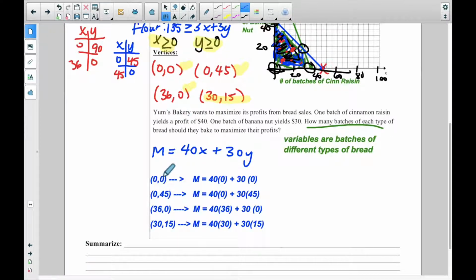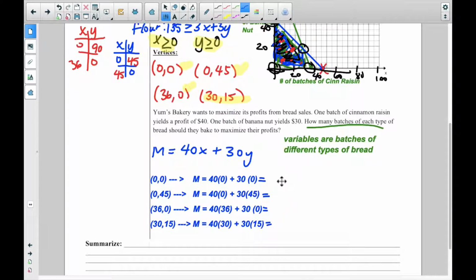Okay, so to do this, I'm going to list out all my 4 vertices. So I take each vertex and I put it here, and I'm going to plug each one into this equation. So I'm going to plug in 0, 0, I'm going to plug in 0.45, 36.0, and 30.15. And now I need to go to my calculator and figure out what each of these equals.